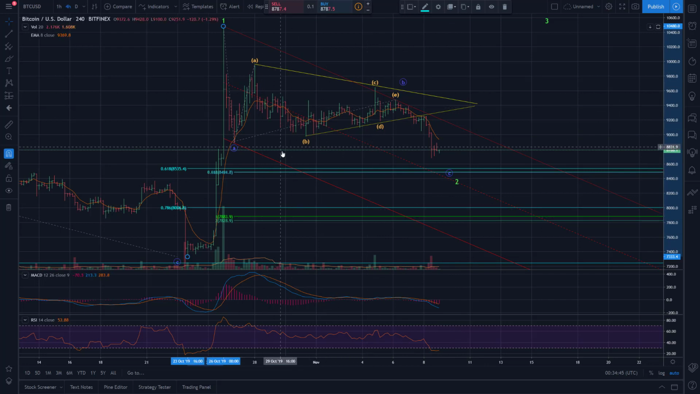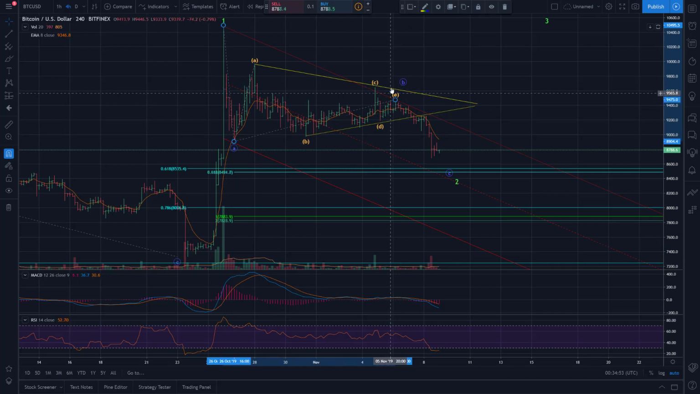We also have some relationships for this corrective pattern. So the length of wave A projected off the termination point of wave B, which is the wave E here of triangle wave B. The 618 relationship of that gets us down to 8491. So again, right around 8,500. So that's a nice cluster there of relationships. The 618 retracement and the 618 length of wave A projected off of B.